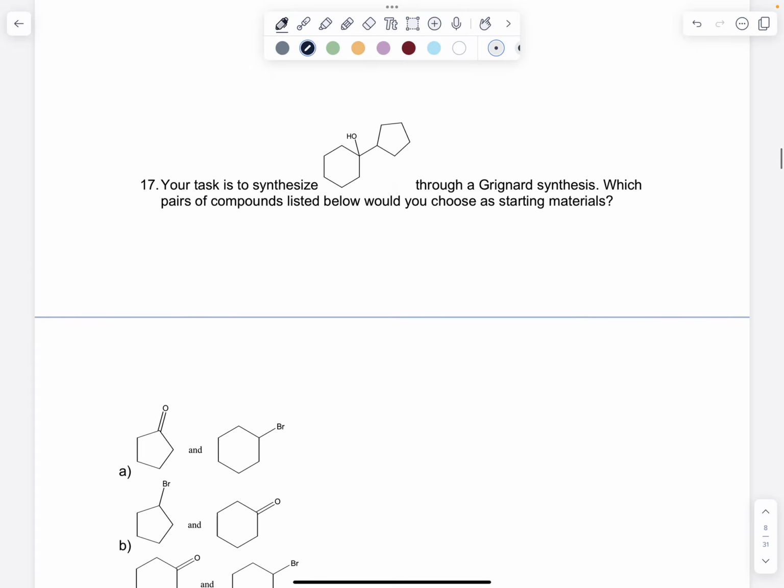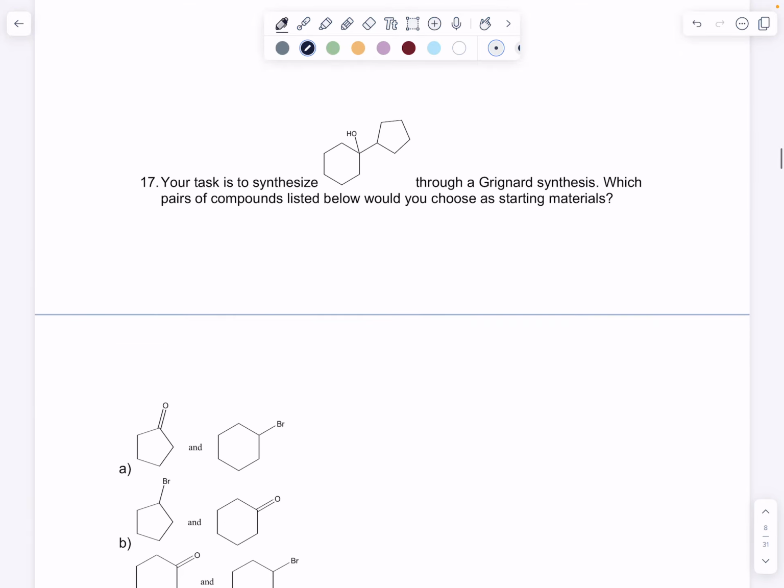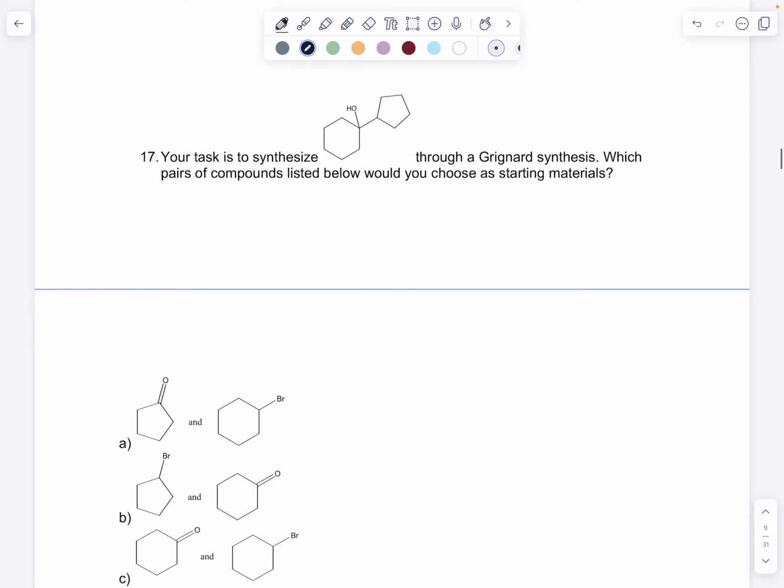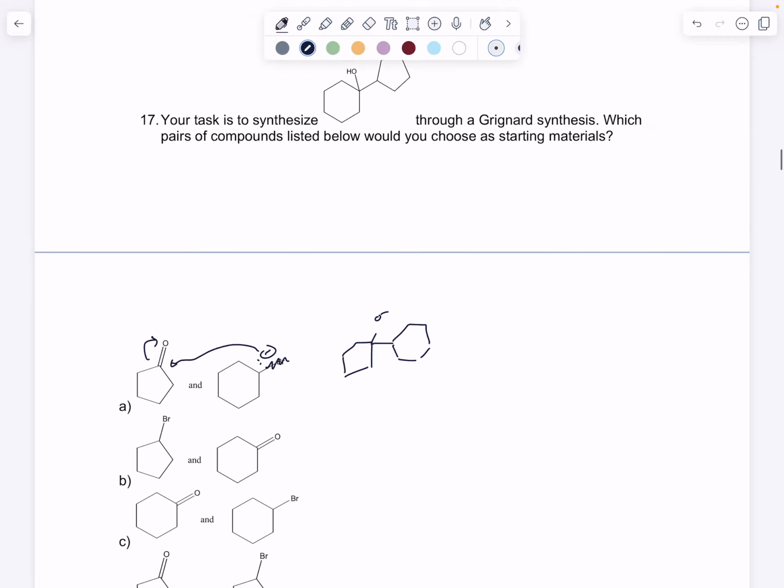Okay. Your task is to synthesize this through a Grignard synthesis. Which pairs of compounds listed below would you choose as starting materials? So this is kind of tricky. Basically, for me, this one would be easier if I make the Grignard. I know this is a lone pair. I think about it attacking and what would happen. So if I attacked on this side, the O- would be over here, and there would be a new bond to the 6-membered ring. And we don't want that.